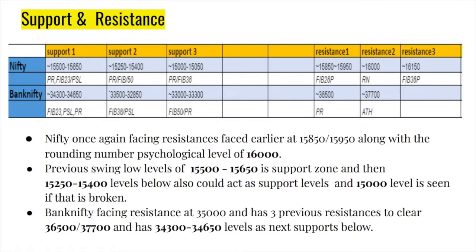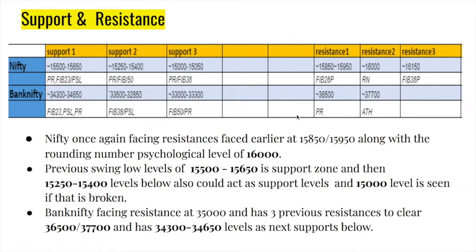BANKNIFTY, how is it? 34,300 to 34,650 is the first support zone. Then 33,500 to 32,850 is the second support zone, and after that you have the 33,000 and 33,300 levels. These are all Fibonacci 23, 38, and 53 levels. In confluence with that, you have levels that acted as previous swing lows or previous resistances, as you can see mentioned below.